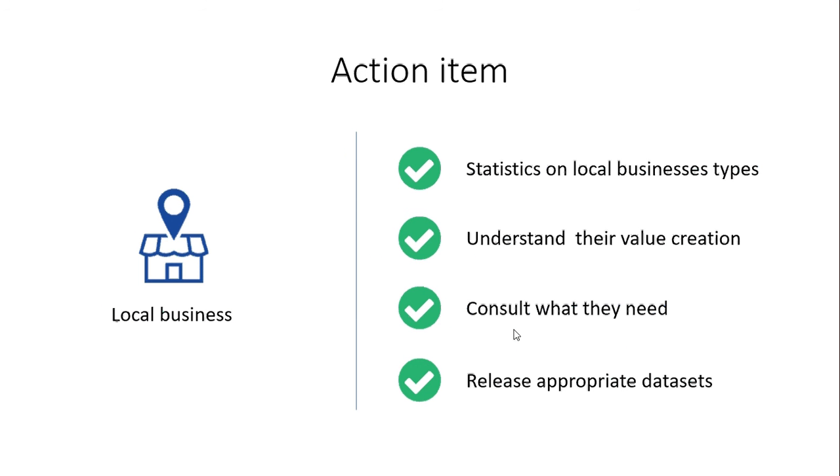So in terms of action item for you, if you're trying to map out or undertake this activity, the key action item you have to do is take statistics on all the local business types. What kind of local businesses are there? How long have they been operating, and what are the prominent ones? Understand how they actually create value. These are the main high level value creation.